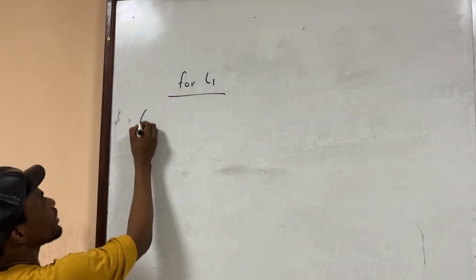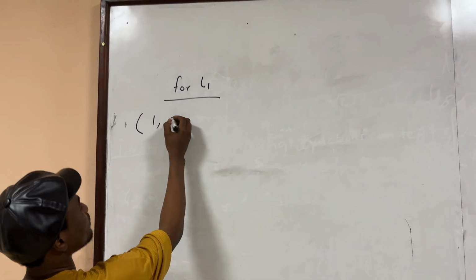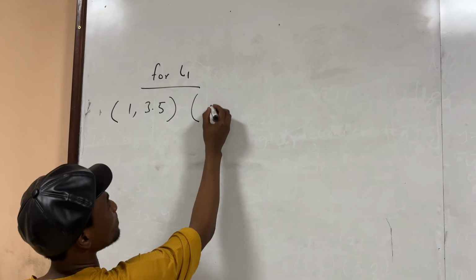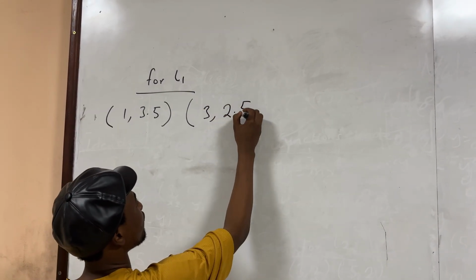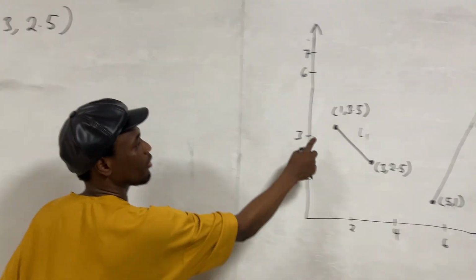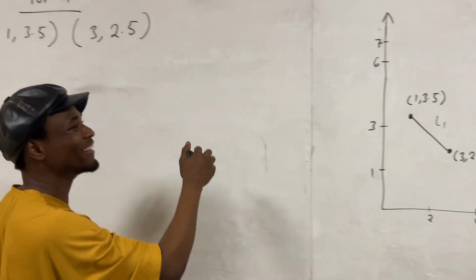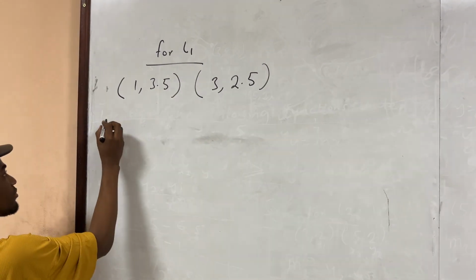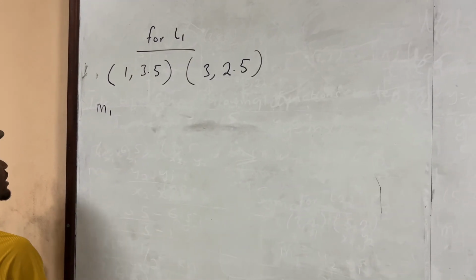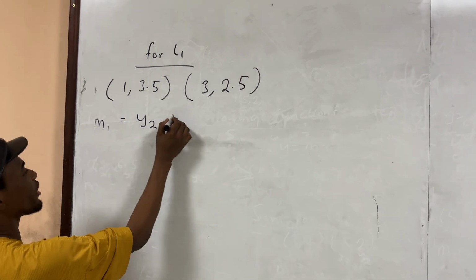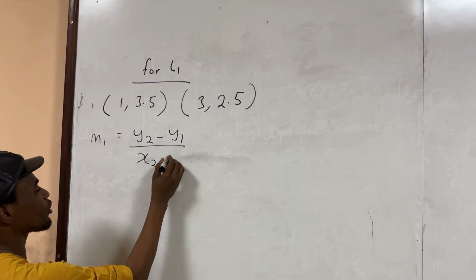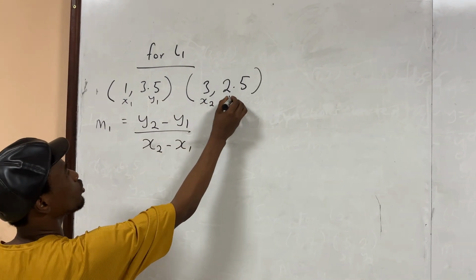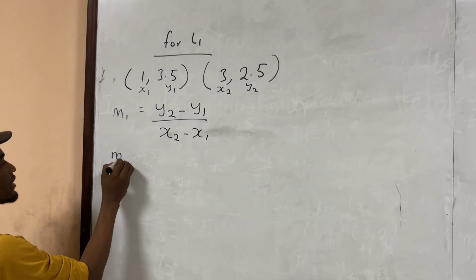What do I know? I know that 1, then 3.5, is a point. And the other point, I have 3, then 2.5. Where from these, viewers? From 1 and 2. Then look for the gradient. Because it's line 1, look for the gradient of line 1. So I have M1, which is equal to y2 minus y1 over x2 minus x1, right? So this is x1, y1, x2, y2, as simple as that.